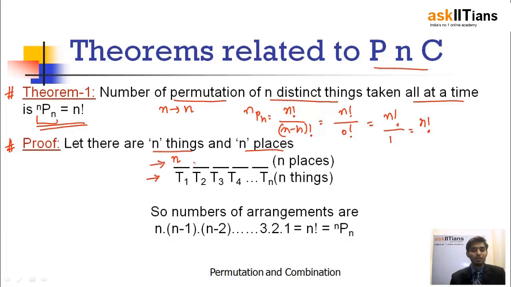For the second place, one thing is already occupied, so only n minus 1 options are left. For the third place, similarly n minus 2 options because 2 things are already occupied. For the fourth one, n minus 3 options because 3 things are already occupied. So the total number of arrangements possible will be given by n into n minus 1 into n minus 2 up to 3 into 2 into 1, which again will be equal to n factorial. So the total number of permutations of n things, if we are taking all at a time, will be given by n factorial.